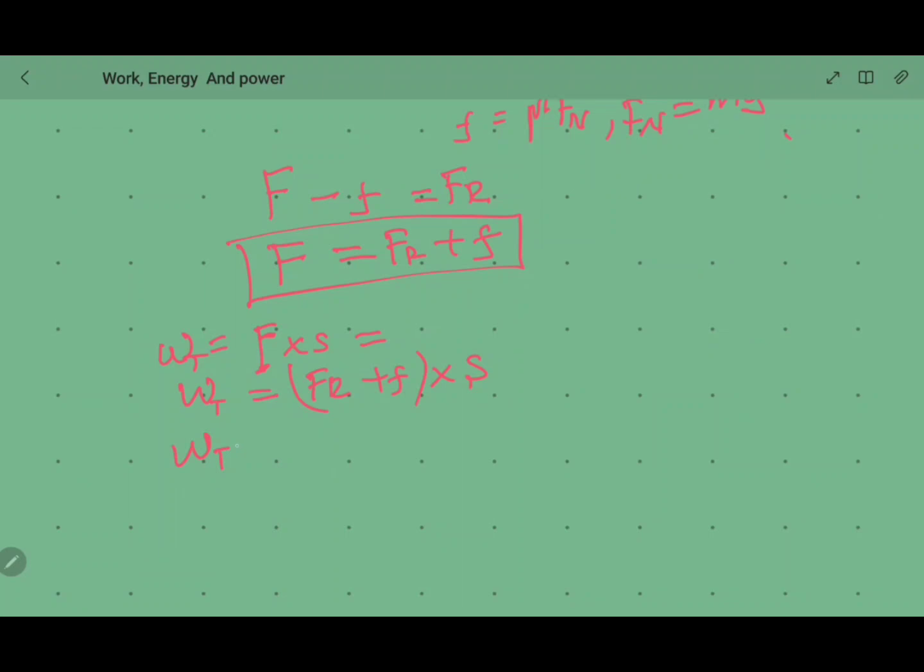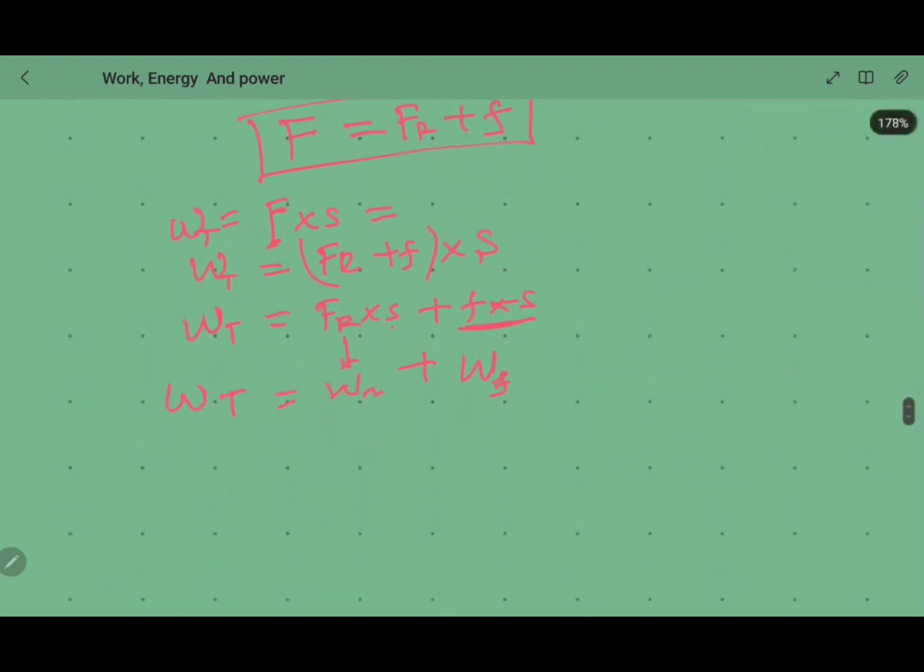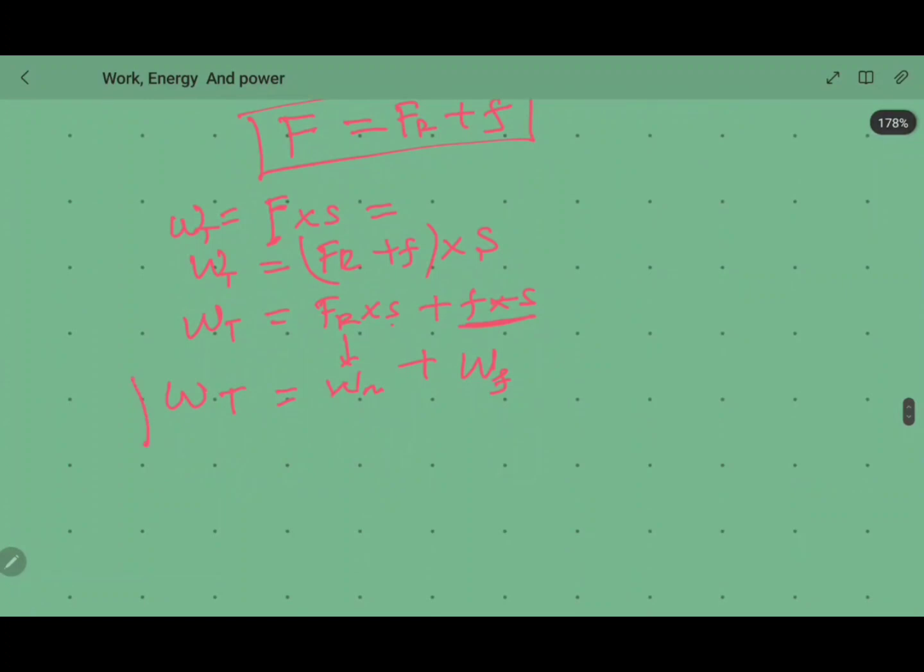Now we can distribute the distance into the bracket. The total work done by the applied force is the resultant force times the distance plus the frictional force times the distance. The resultant force times the distance is called the work done by the net force, and the frictional force times the displacement is called the work done against friction. So the total work done is equal to the sum of the work done by the net force and the work done against friction.